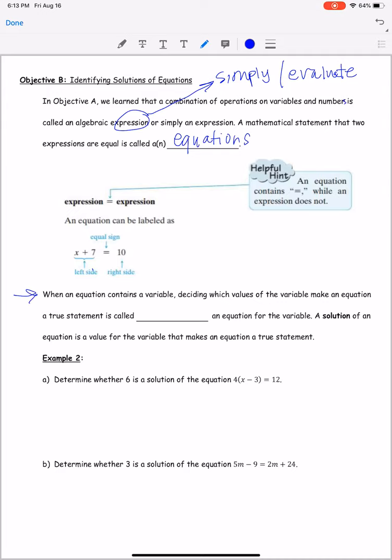So right here, when an equation contains a variable, deciding which values of the variable make an equation a true statement is called solving an equation for the variable. A solution of the equation is a value for the variable that makes the equation a true statement. Because of this equal sign, there's only a limited number of answers we can plug into this equation and have it actually be true.